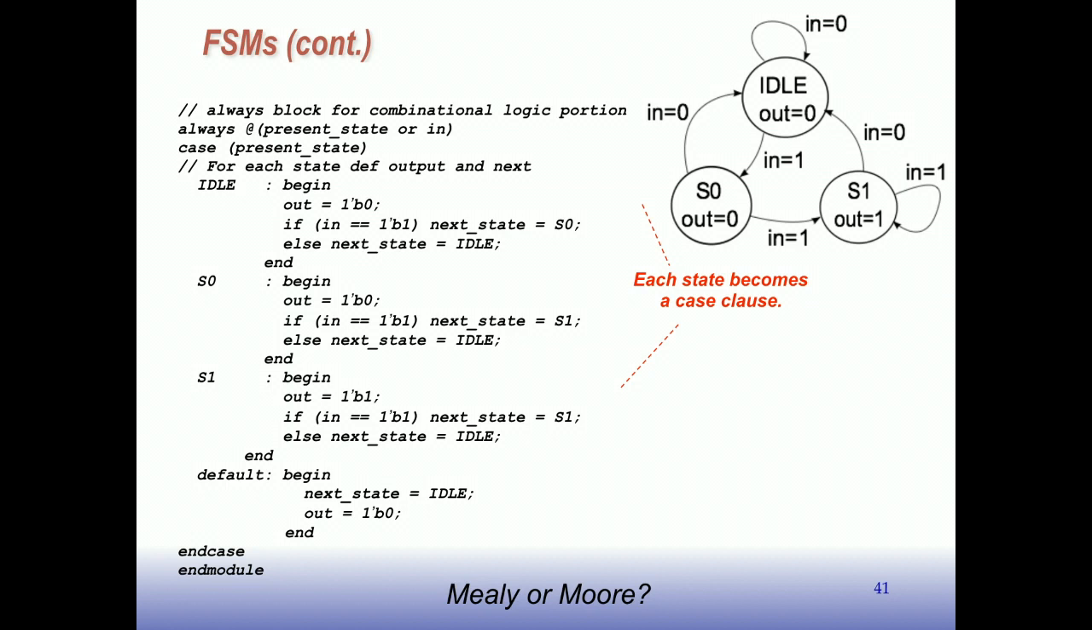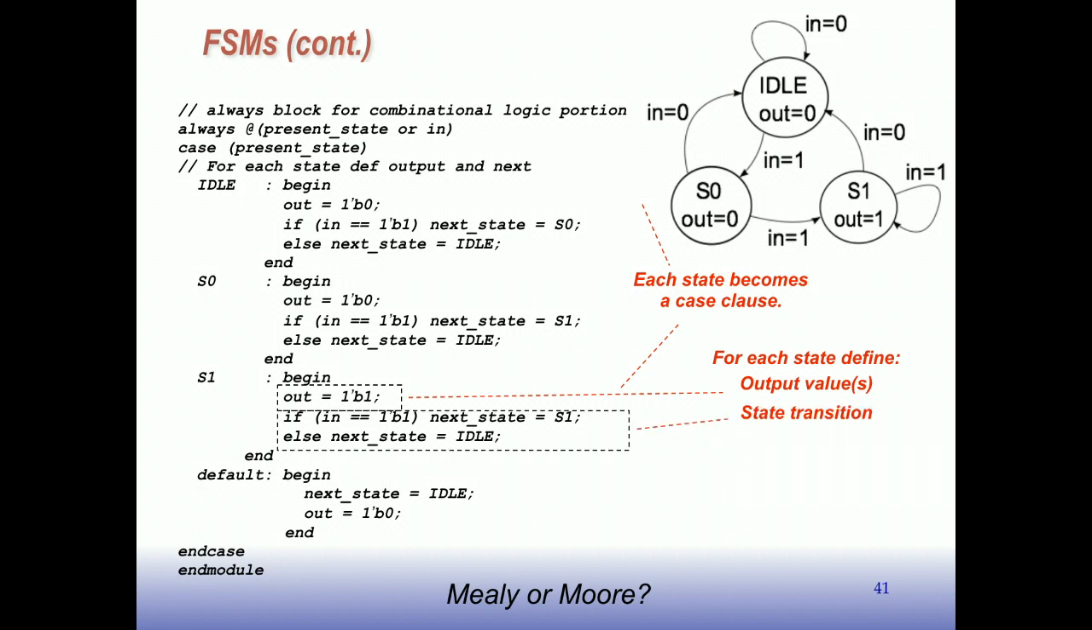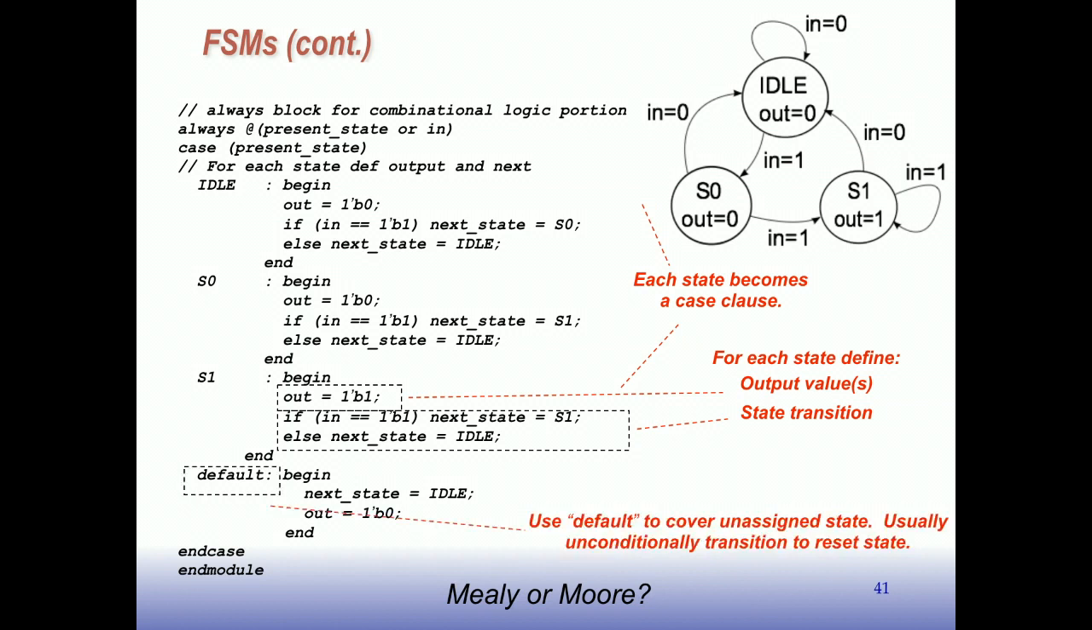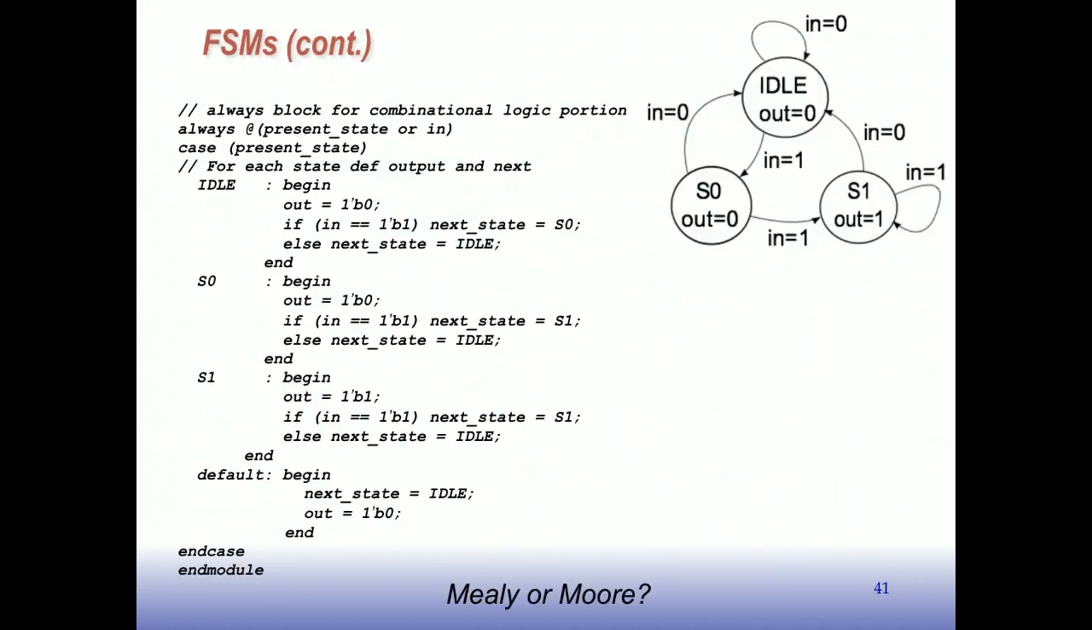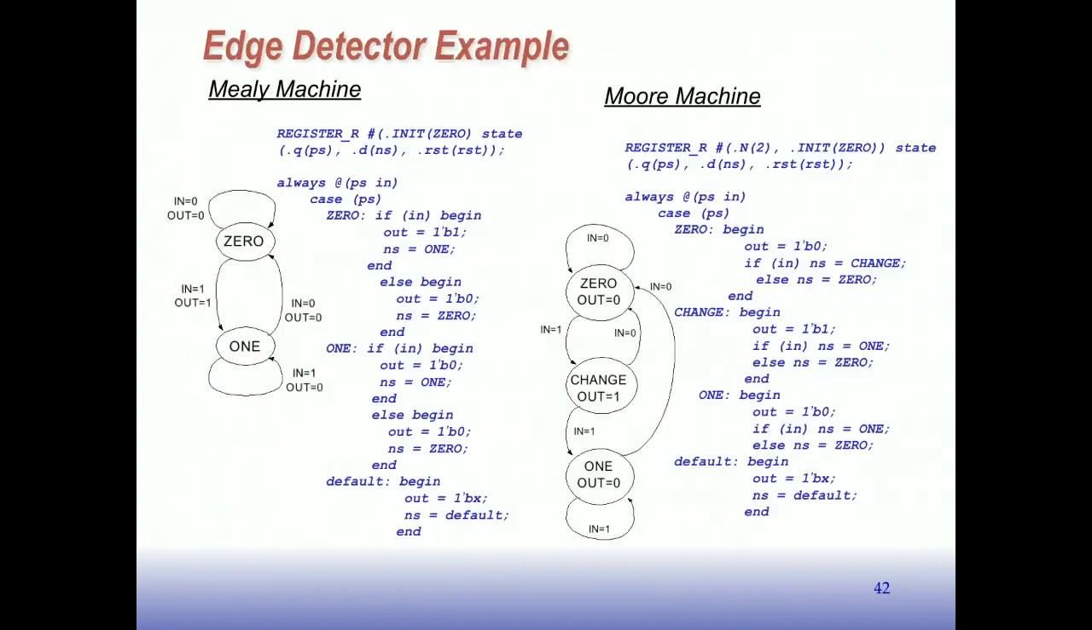And then I have a default state here to catch, because if you look at the combinations of present state, there's actually 4 combinations there, even though only 3 of them are valid. I use this one so that the tool doesn't complain. If I were somehow to get a 1-1 into the state register, then this would be the case that applies. And I'll just force it back to the idle state and set the output to 0. So for each state, we define the output value and the state transitions, right? And then we use default to cover the unassigned state. Usually, it just unconditionally transitions to the reset state. You can see from the state transition diagram, this is a Moore machine.